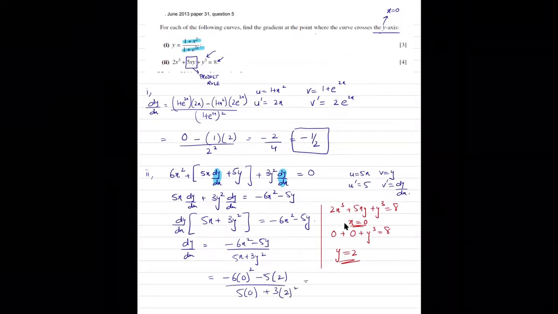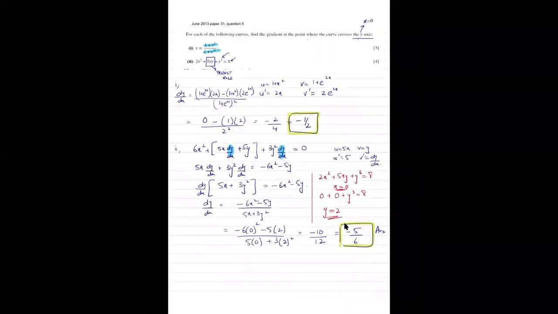So what answer are you getting? Minus 10 upon 12, which is negative 5 upon 6. This should be your answer. Is this making sense? Yeah, so I just need to copy the last bit down. Sure.